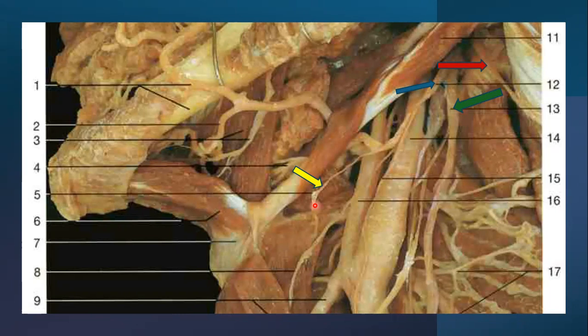Okay, and what is that? That one there is your superior root of the ansa cervicalis. Okay, the descendens hypoglossi. Okay, there it is. What's that? That is your external carotid. Okay, external carotid there, internal carotid there.